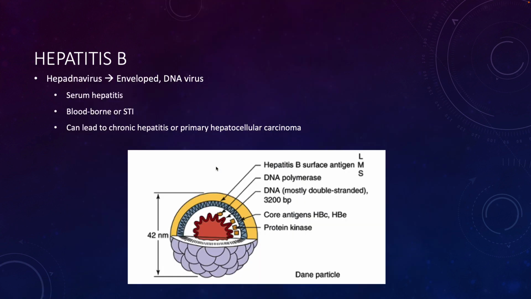Okay, so let's go back now. We'll talk about hepatitis B. Hepatitis B belongs to its own group. They are the hepadnaviruses. They are enveloped, and they are DNA viruses. This is the most common form of hepatitis that we see as serum hepatitis or bloodborne hepatitis. It can also be a sexually transmitted infection. This virus, compared to hepatitis A and hepatitis E, can cause a chronic infection, and it is associated with the development of liver cancer.